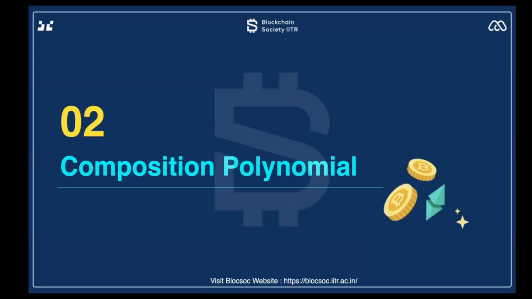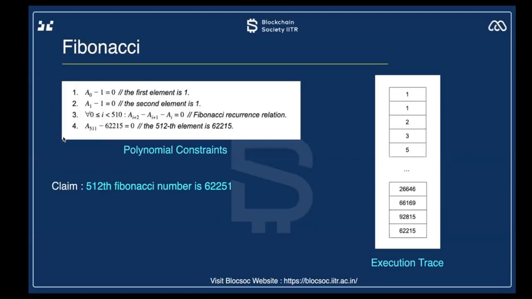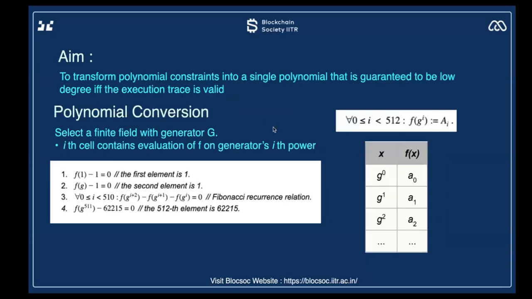We have successfully represented the information in algebraic form. Now in the next step we will do some polynomial conversion. So what's the aim now? My aim is to transform the polynomial constraints that I generated from the given problem into a single polynomial that is guaranteed to be low degree if and only if the execution trace is valid. A very heavy statement, but it will be clear as we progress through the lecture.